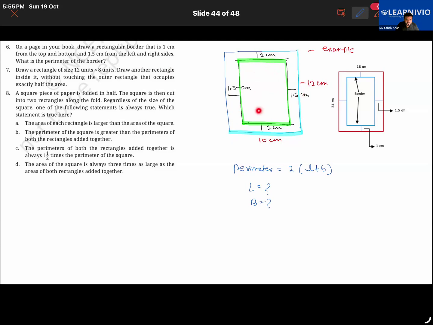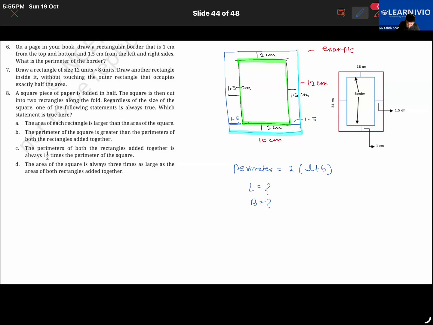From the top and bottom, it is 1 centimeter each, and from the left and right, it is 1.5 centimeter. Okay, so think about this much. How could we find out the value of this? You know that this much is equal to 1.5, and this side is also equal to 1.5.